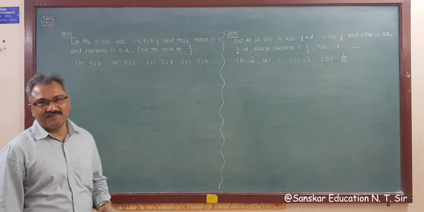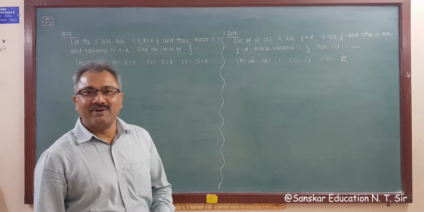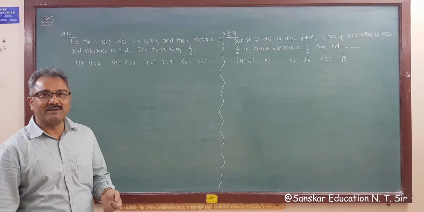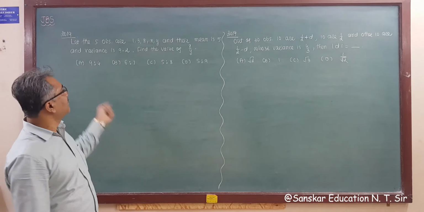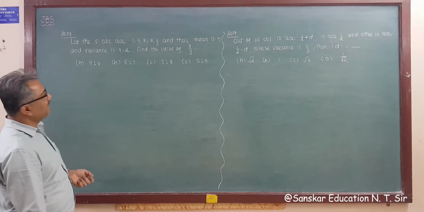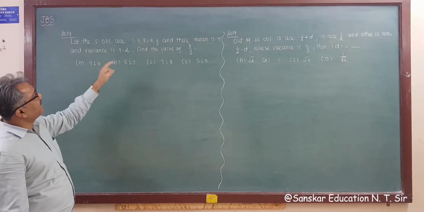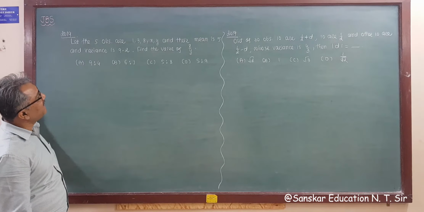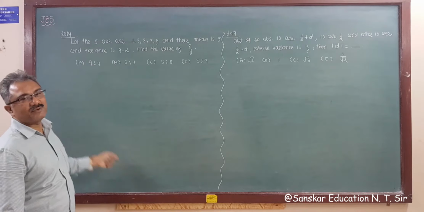So today in this lecture we are continuing to solve the questions of GATE exams, and the first question is from the 2019 exam. Given that five observations are 1, 3, 8, x and y, and their mean is 5 and variance is 9.2. Find the value of x upon y.